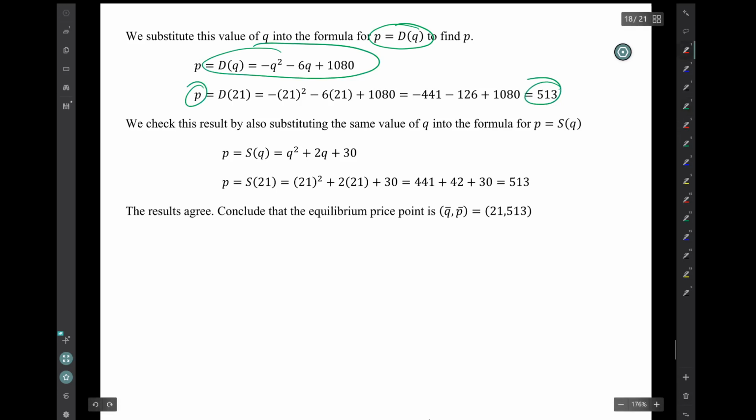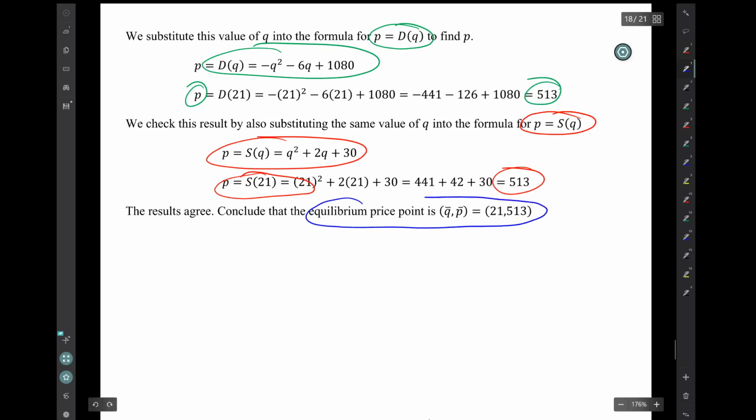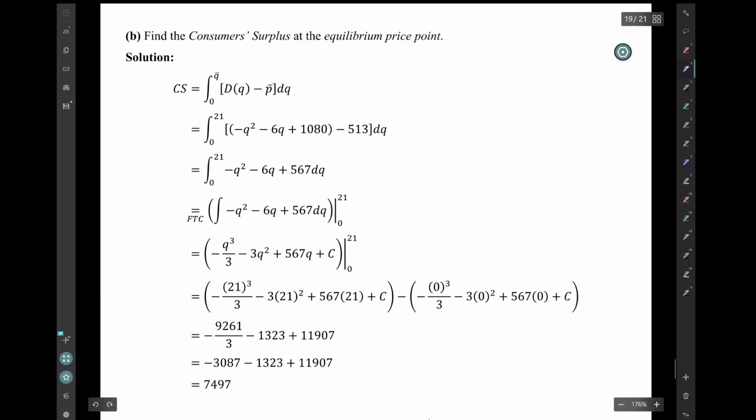Now we should check this result by also substituting the same value of Q into the formula for the supply price. So there's the supply price function. We substitute in that value of Q of 21, and we end up with the number 513. Those results agree, so we conclude that the equilibrium price point is Q bar comma P bar equals 21 comma 513. Question B, find the consumer surplus at the equilibrium price point.